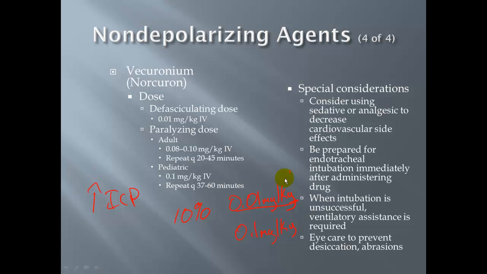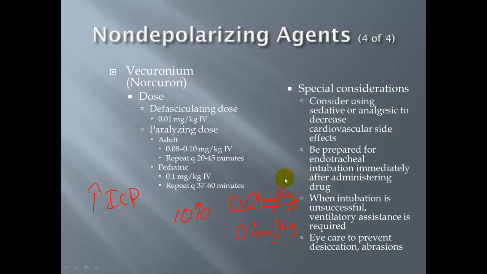Special considerations: consider using sedatives or analgesics to decrease cardiovascular side effects. They can feel all the pain of intubation. Intubation is painful. For anybody that's ever had surgery and your throat's sore afterwards, there's a good example. The throat was sore from the facilitation of the intubation.